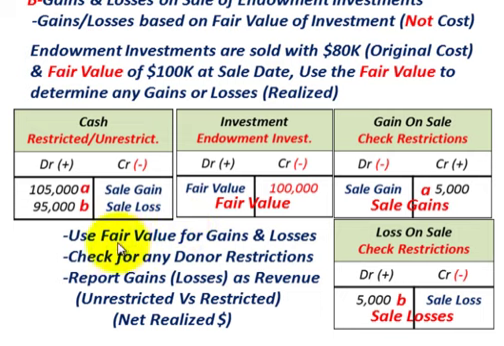So what we want to look at here is you use the fair value to determine any gains or losses, and you have to check for any donor restrictions as far as any gains and losses, and you would report gains or losses as revenue. Again, either unrestricted versus restricted. And those would be net realized dollars on any gains or losses. Okay, so that'll summarize our key points on those endowment funds.